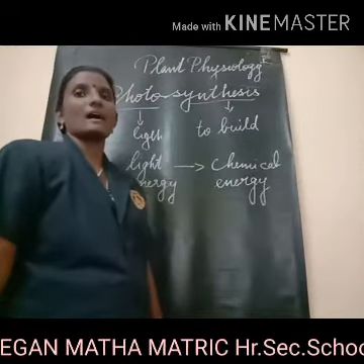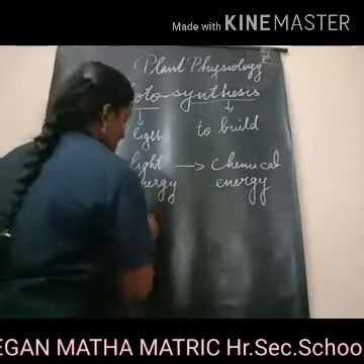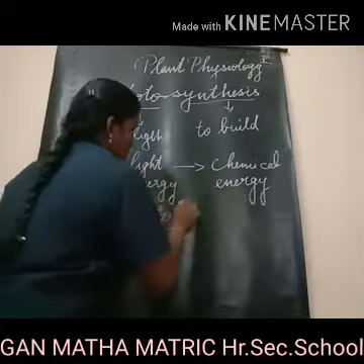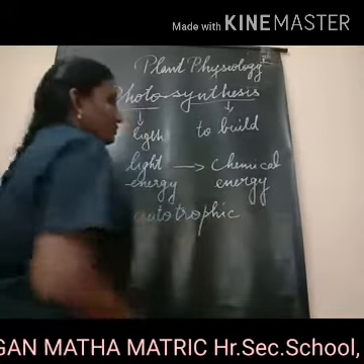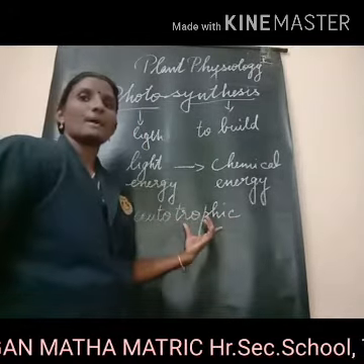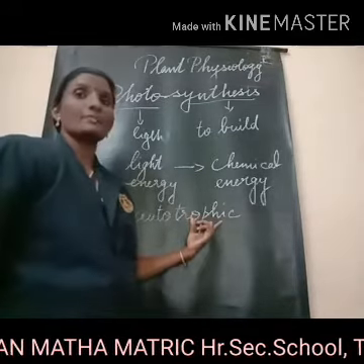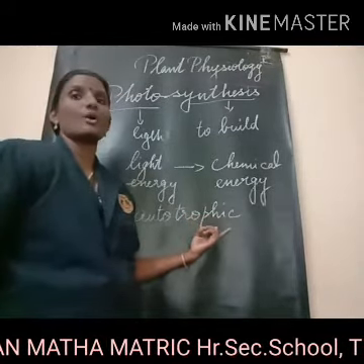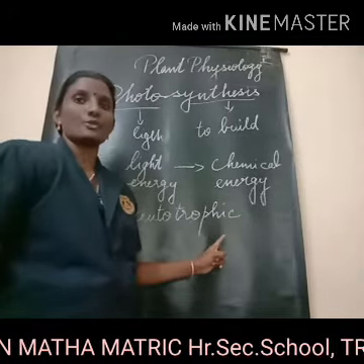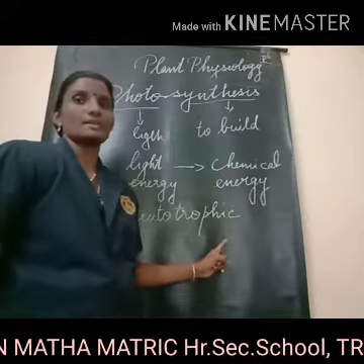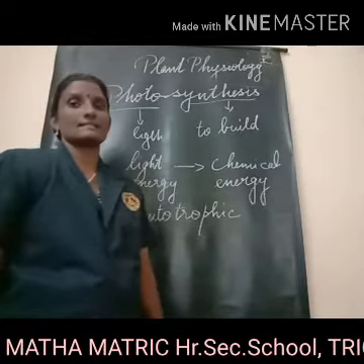Green plants are autotrophic in their mode of nutrition. What is the meaning of autotrophic? Autotrophic means they prepare their own food material. So, all the green plants are autotrophic in their mode of nutrition, and this process is called photosynthesis.